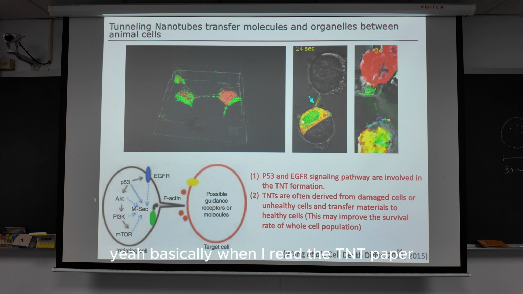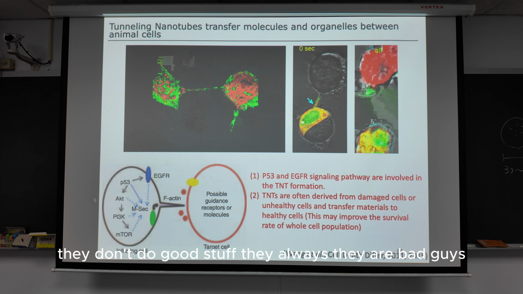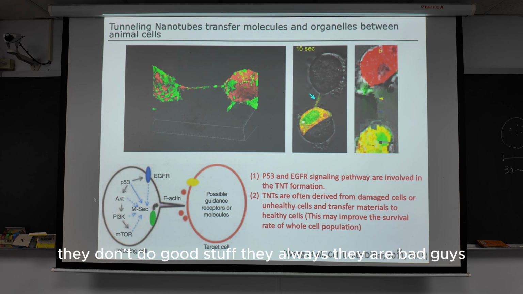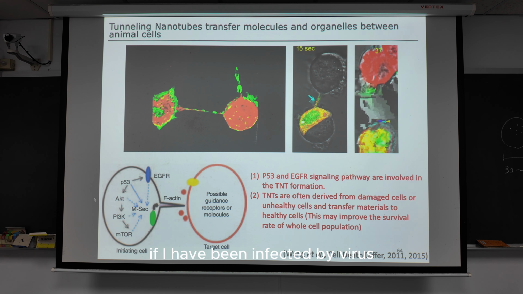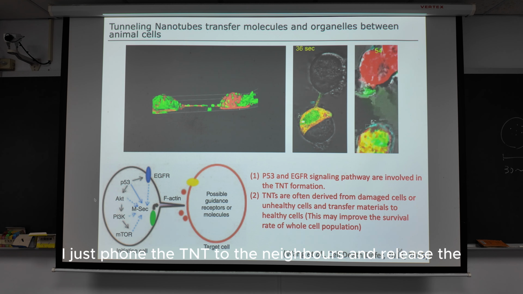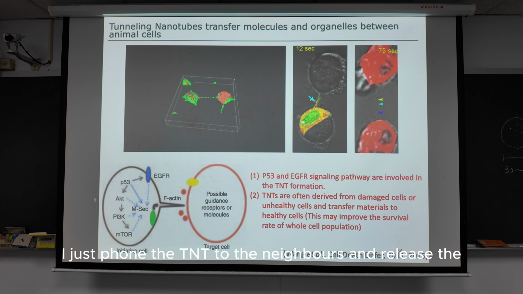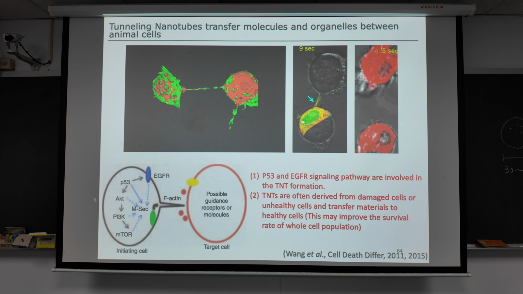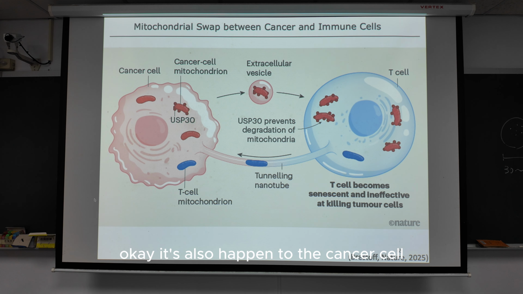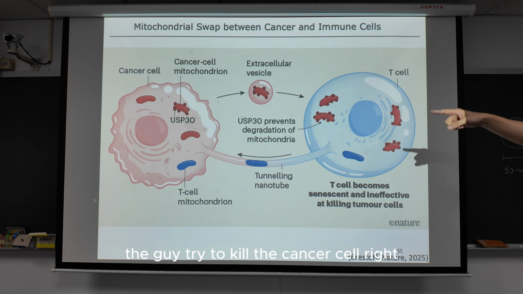Basically, when I read the TNT papers, they don't do good stuff. They are bad guys. For example, if I had been infected by HIV virus, I just form the TNT to the neighbors and release the HIV virus to the others. It also happens to the cancer cell. The cancer cell is on the right side, and on the left side, this will be the immune cell, the guy trying to kill the cancer cell.